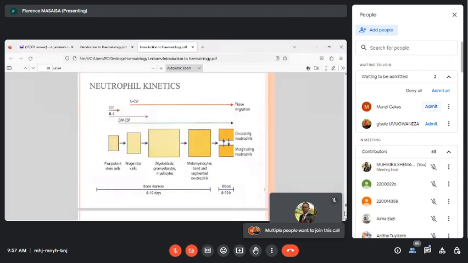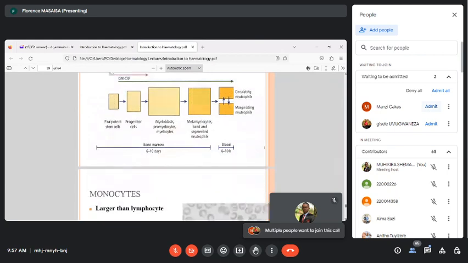So this is neutrophil kinetics from the stage of the stem cell to the metamyelocytes to the band neutrophil. It takes 6 to 10 days. Then from the bloodstream, it spends 6 to 10 hours. That is for neutrophils.